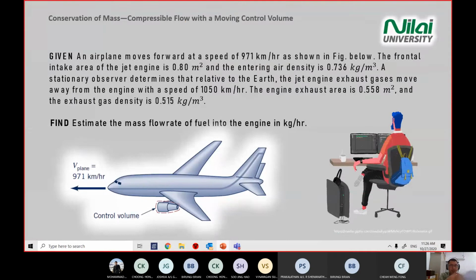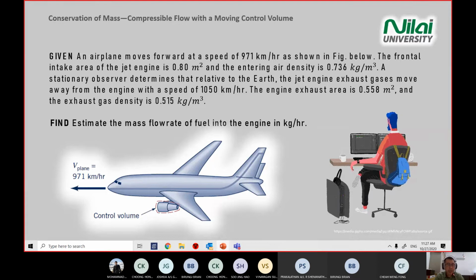Okay, let's look at one example and then we call it a day. So look at your tutorial question number 11, which is an application of moving control volume. Again, every time you think of a moving control volume, there are two examples just now. One is the boat, one is the aircraft engine. So let's look at the aircraft engine.